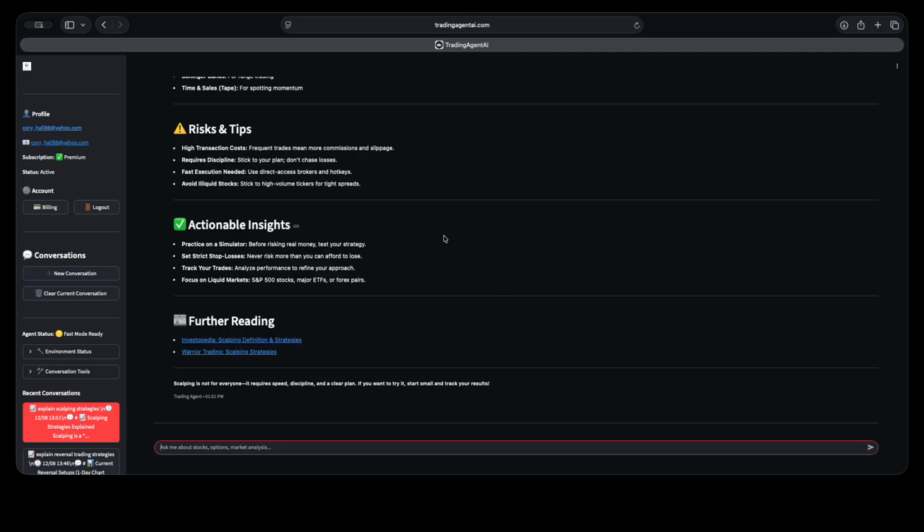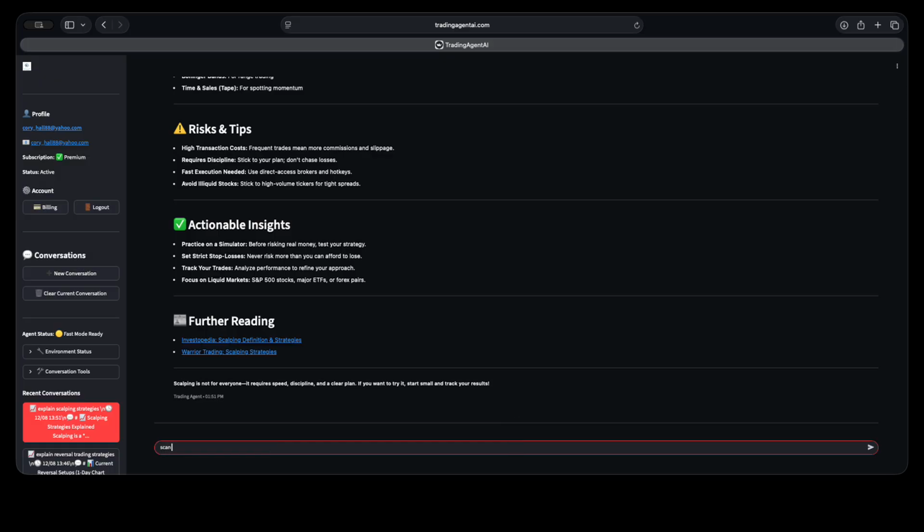Set strict stop losses. Never risk more than you can afford to lose. Track your trades. Analyze performance to refine your approach. Focus on liquid markets, S&P 500 stocks, major ETFs, or Forex pairs. Scalping is not for everyone. It requires speed, discipline, and a clear plan. If you want to try it, start small and track your results.